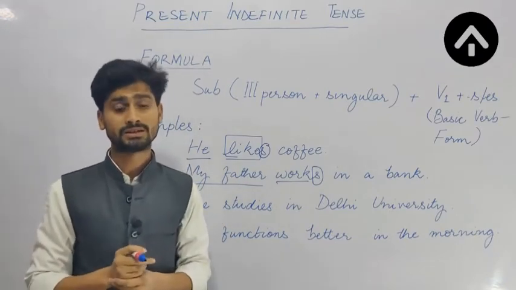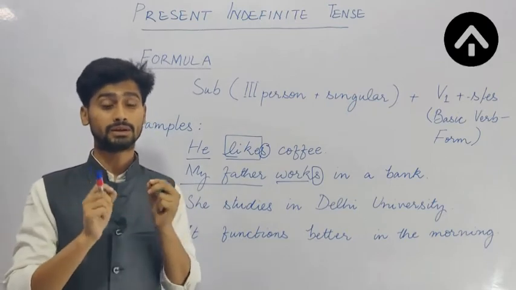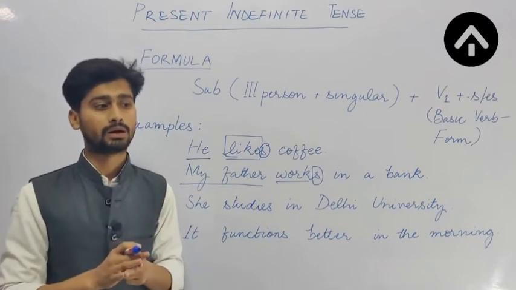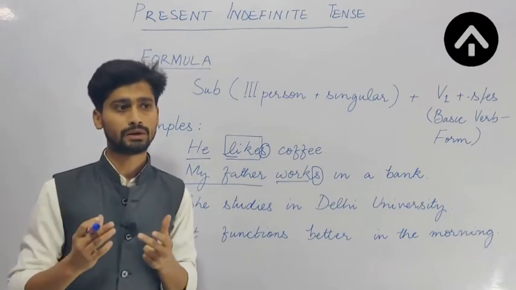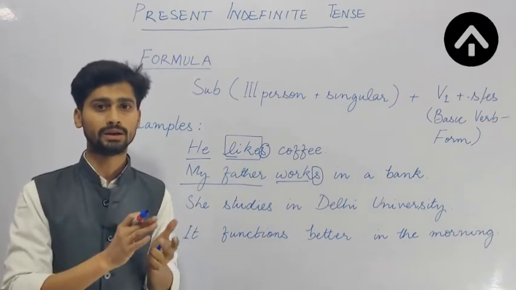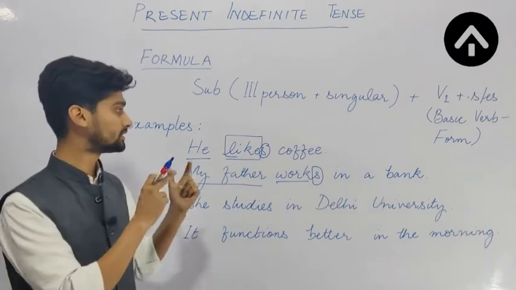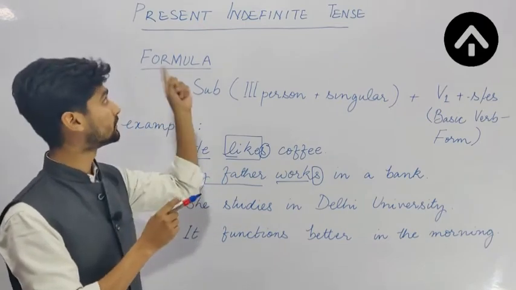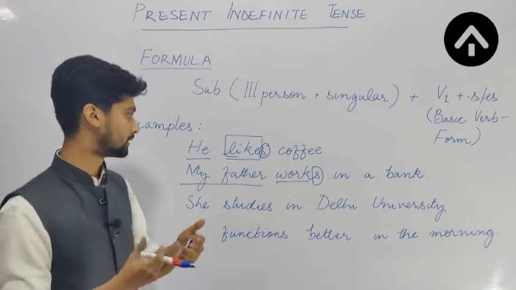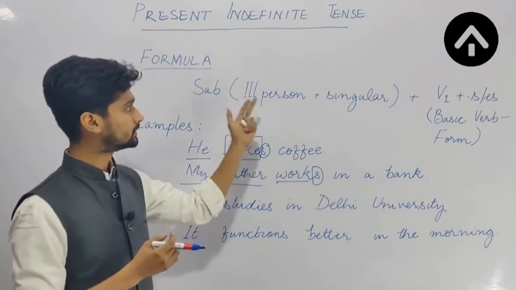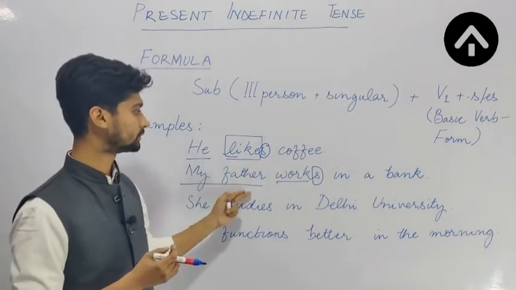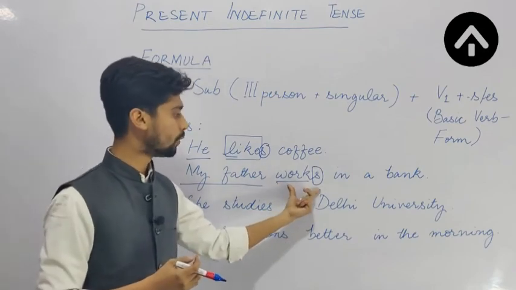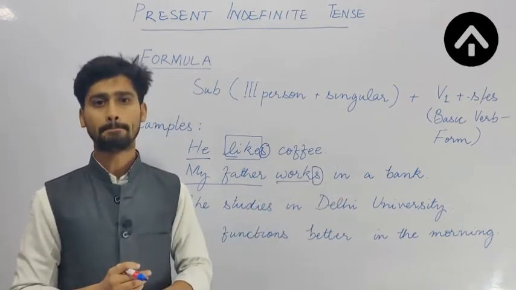In case of present indefinite tense, let me tell you one thing. If we add S or ES at the end of a verb, it becomes singular. Unlike a noun, where an S or ES at the end means it becomes plural, not in this case. If we add S or ES at the end of a verb in present indefinite tense, it becomes singular. So my father is third person and singular. That is why I am adding S with the main verb work. So it becomes works: my father works in a bank.